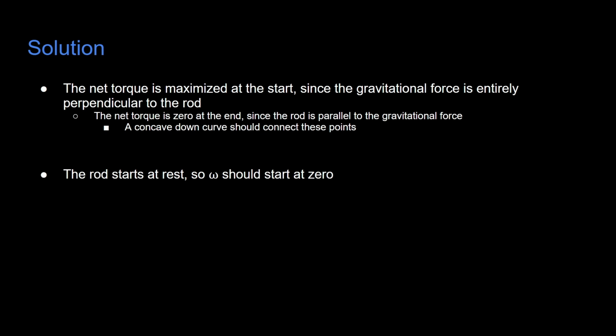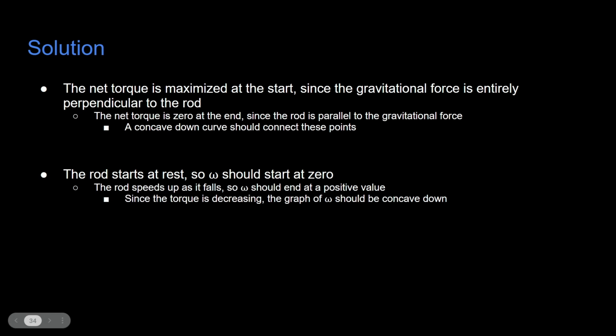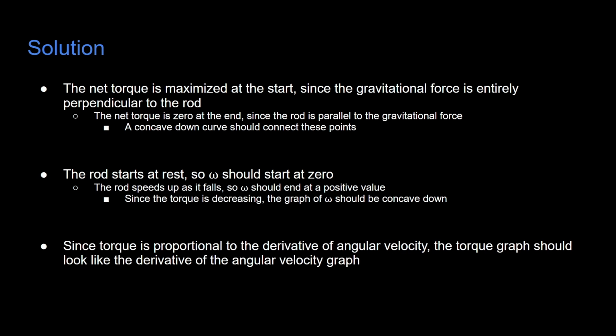The rod starts at rest, so omega should start at 0. Again, that's an easy one, right? If the rod starts at rest, you shouldn't have any angular velocity. And when the rod hits the bottom, it should be at a very high angular velocity. And since the torque is decreasing, that means your omega graph should also be concave down. And if either of these were tricky, you just needed to get one of these to solve for the other, because the torque graph is roughly the derivative of the omega graph.